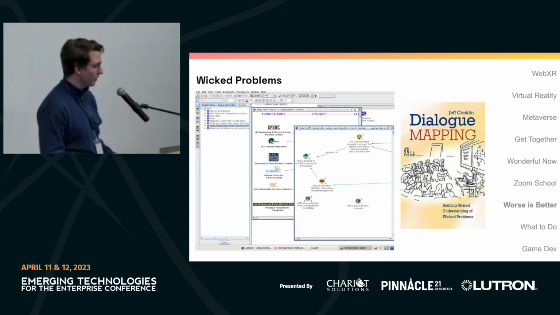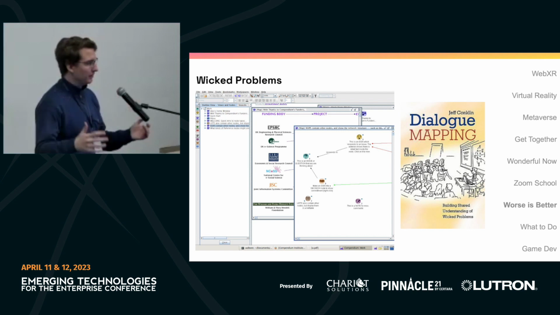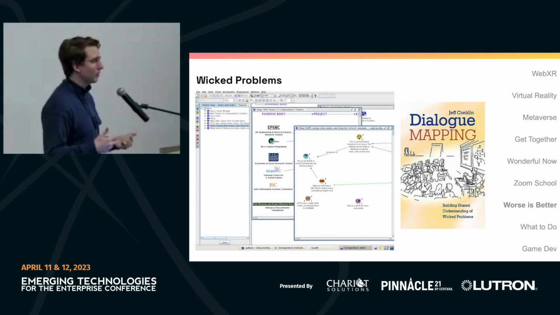This is software called Compendium. It was meant to solve so-called wicked problems. Wicked problems aren't evil problems. They're just problems that resist solutions. Think about policy. Think about what decisions to make as a company leader, things where you need lots of data, you're making a lot of assumptions, and it's not clear where to go next.